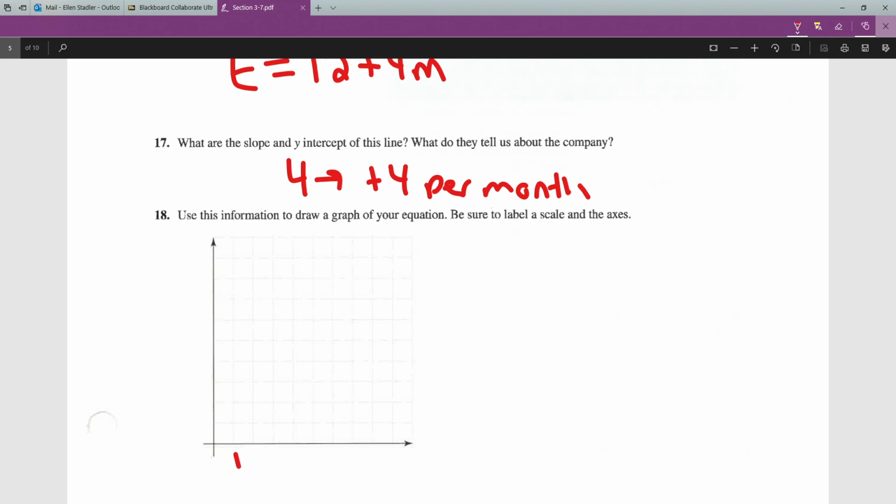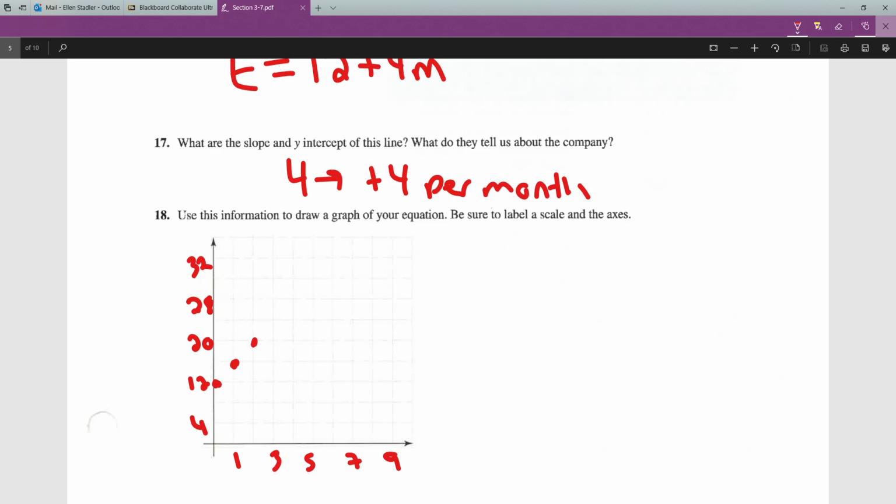I'm going to go by a scale of 1. And I'm going to go up by a scale of 4 here. 4, 8, 12, 16, 20. Writing some of them in to make my life a little easier. 3, 5, 7. So after 1 month, how many employees? Well, at 0 months, I have 12 employees. I know that. That's what I started with. After 1 month, I will have 4 times 1, which is 4, plus 12, which is 16. After 2 months, I will have 20.